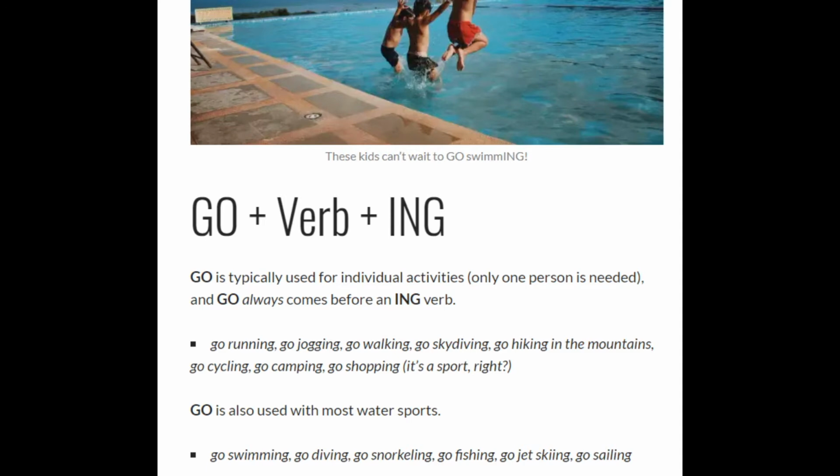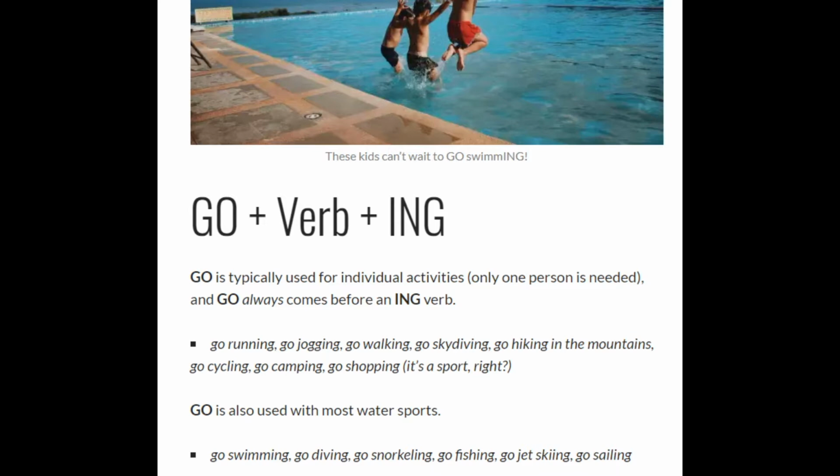Take a look at this picture. The kids are swimming, right? So these kids can't wait to go swimming. We use the verb go plus a verb in the ing form. What is the ing? Remember, it's the gerund, right? So we use go plus a verb in the gerund, in the ing. Okay? Go is typically used for individual activities. Only one person is needed. And go always comes before an ing verb.